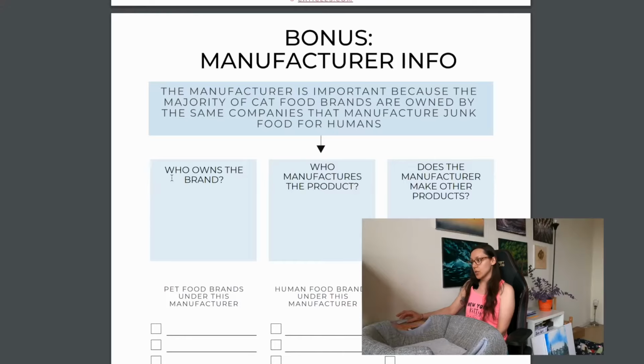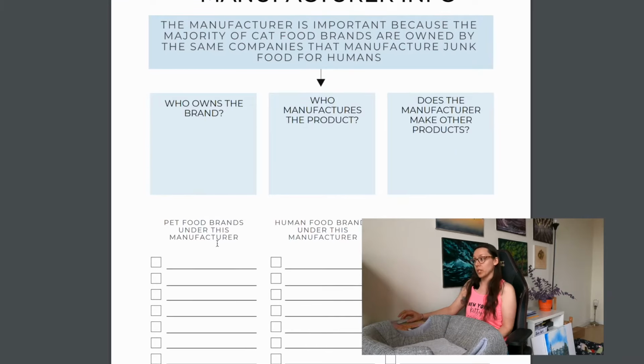Now, a bonus here that I included is manufacturer information because a lot of the cat food brands that you see on the shelf are actually owned by the same company, and that same multi-billion-dollar company also produces junk food for humans. So, who owns the brand? Are there any other pet food brands under this manufacturer? Who manufactures the product? Are there human food brands under this manufacturer? And are these pet and human foods any good? That's going to give you a fair judgment on whether their pet food is healthy or not. They don't really care about producing healthy human food. Why would they produce healthy cat food?